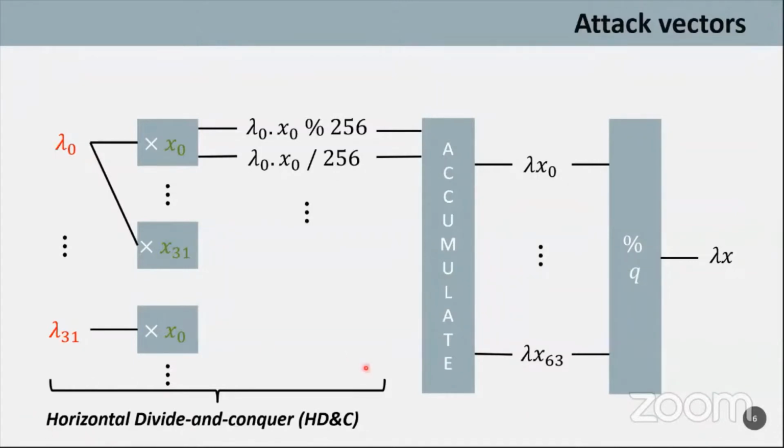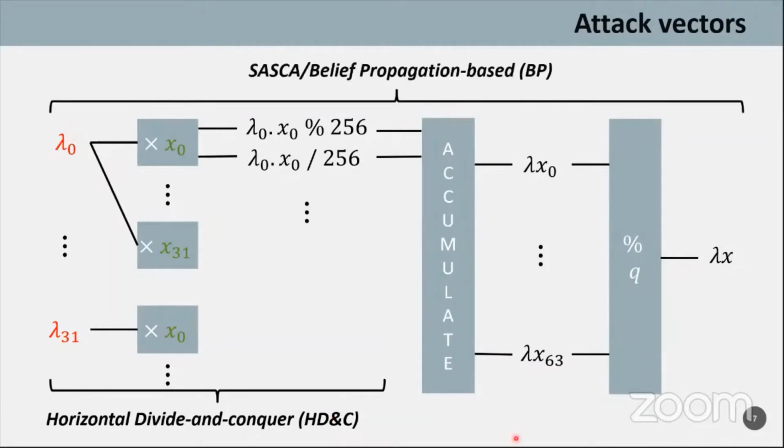First we have horizontal divide and conquer attacks, and as the name suggests, they just attack each word or each register of lambda independently. Then we have another option which exploits even more information, which is to apply belief propagation, or soft analytical side channel attack, which was introduced by Veyrat-Charvillon et al. at AsiaCrypt 2014, on the full field multiplication.